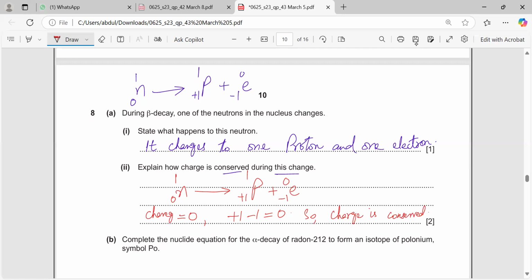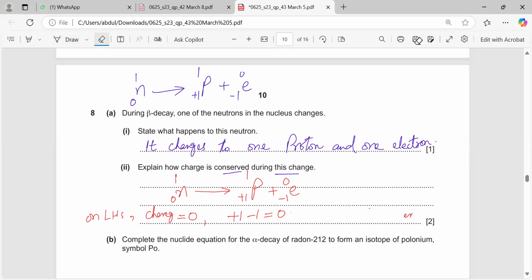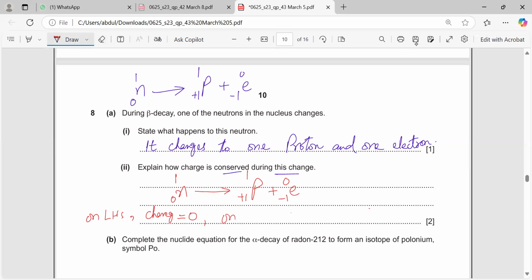They said only charge, so don't consider the nuclear number. So charge in the beginning, on the left hand side, is equal to 0, and on the right hand side of the equation, charge which is plus 1 minus 1 is also equal to 0. So charge is conserved. Write it this way.